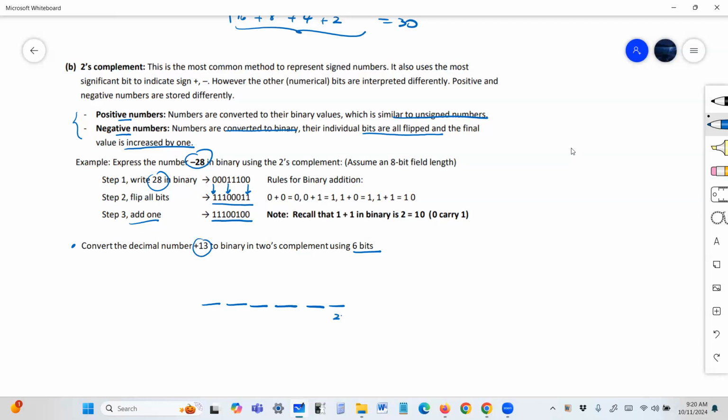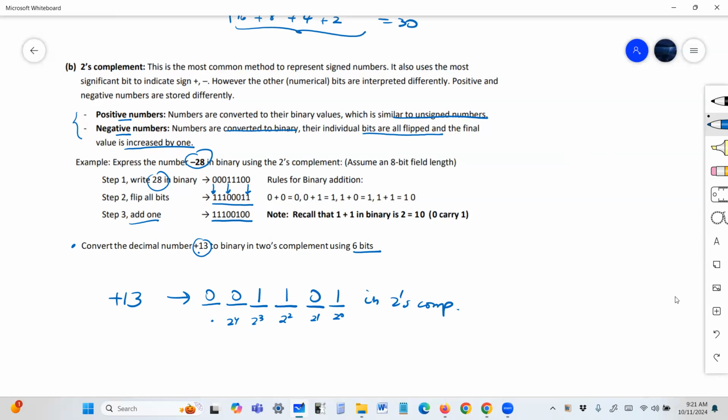So 13 again: 2 to the 0, 2 to the 1, 2 to the 2, 2 to the 3, 2 to the 4, and then this is 2 to the 5th, which I won't need. Let's see, 13: I just need an 8, and 4 makes 12, and 1 makes 13. The rest is zeros. So this is the number positive 13 in 2's complement. That's all I have to do because the number was positive to begin with. So just write the number in binary.